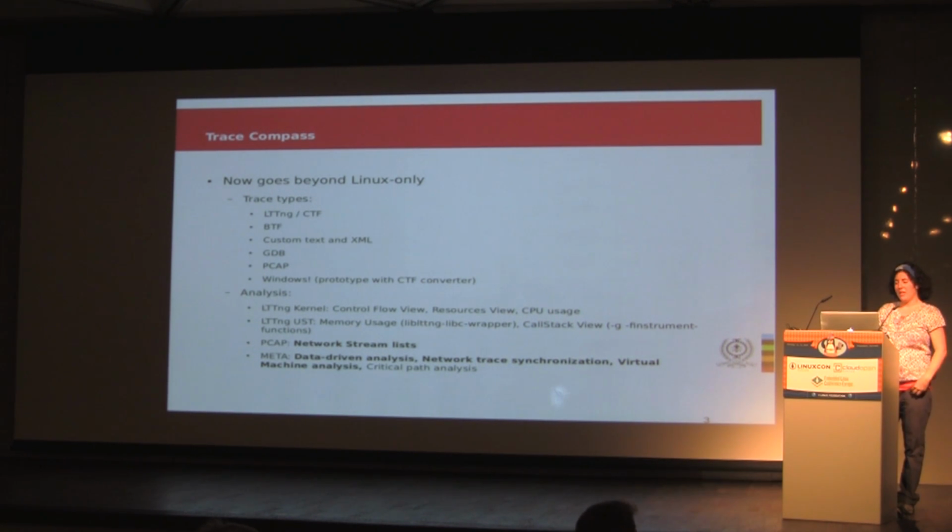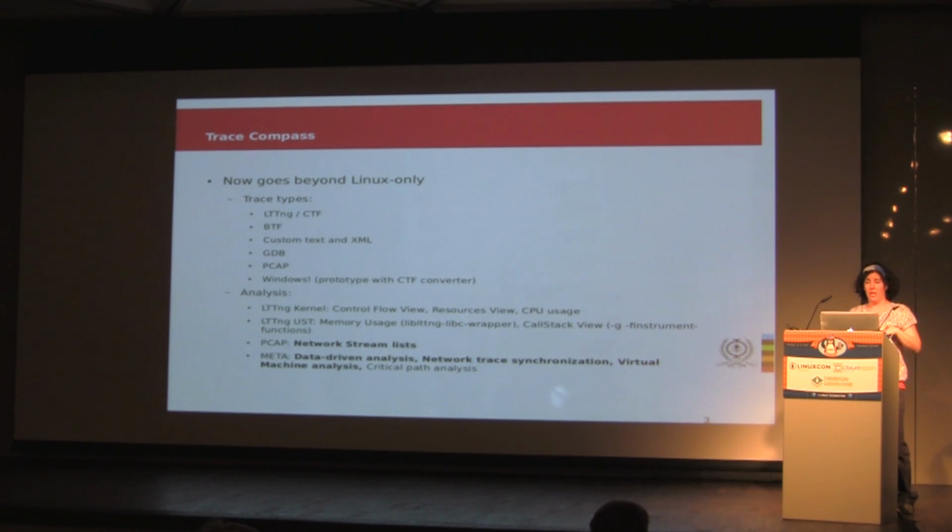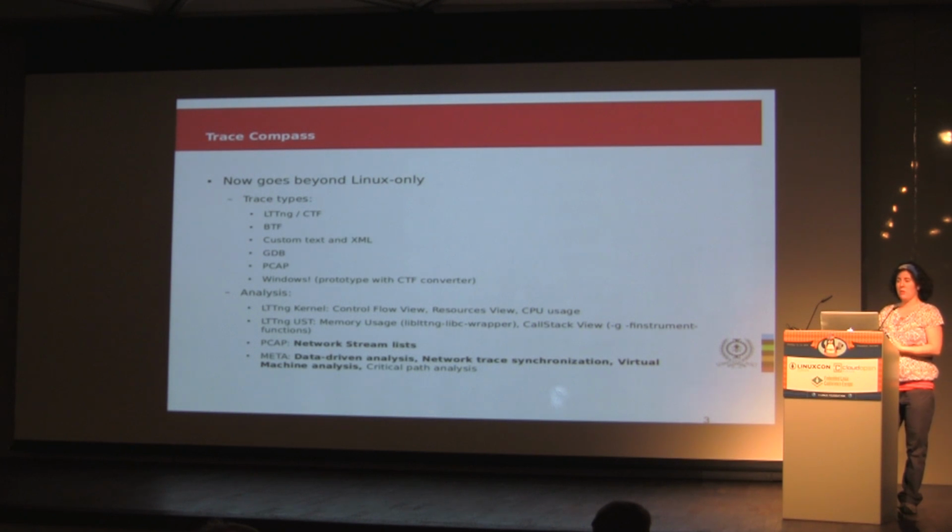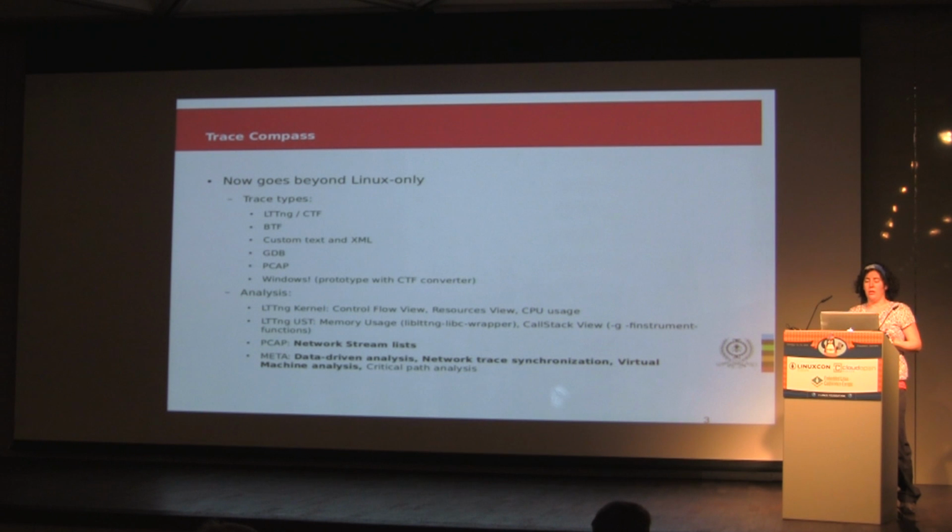So what trace types do we support? Of course, first we still have LTTng and any CTF traces, LTTng UST and LTTng kernel tracers. We also have custom text and XML traces so that we can take any log file that has a predefined format and support it. BTF traces, the Better Trace Format from Bosch. That was a request from a client.